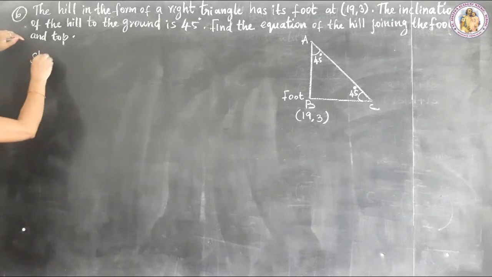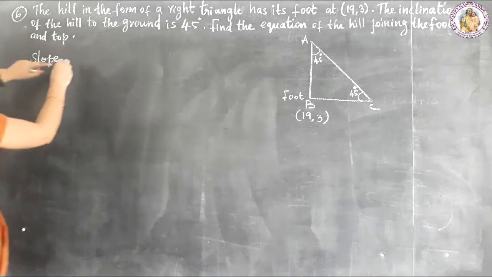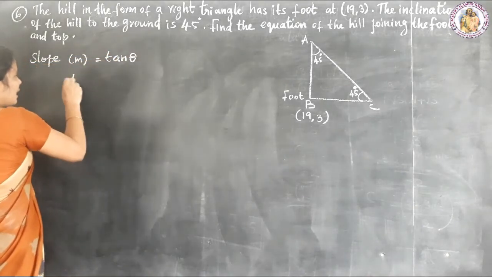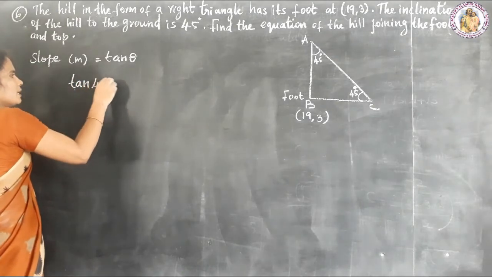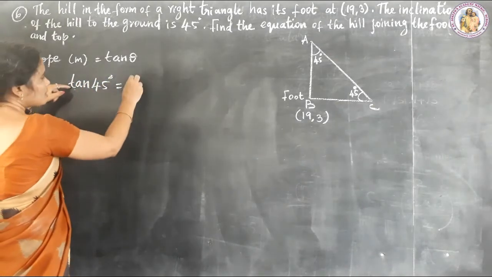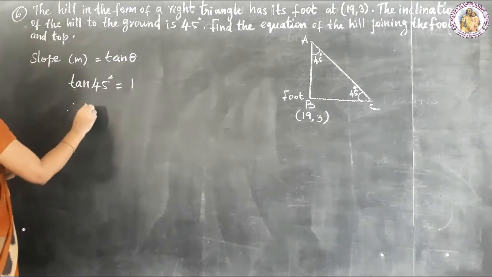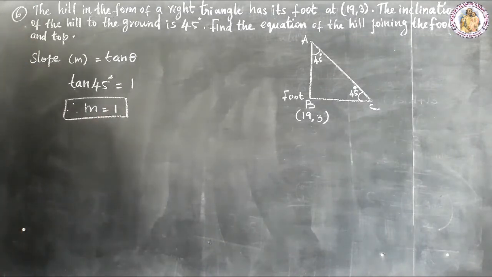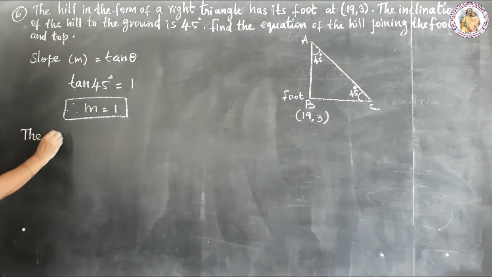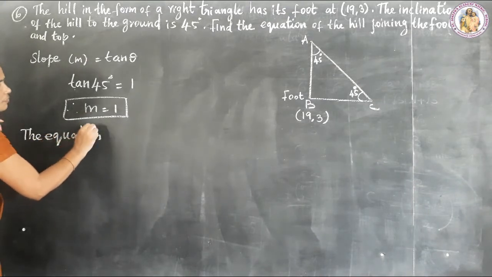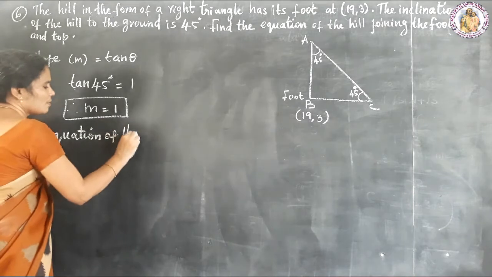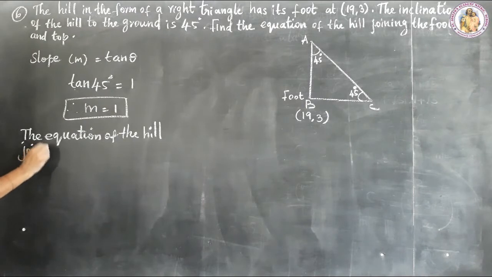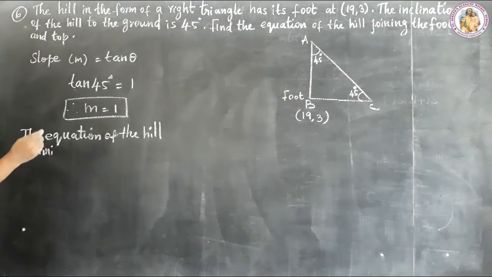So now slope m is equal to tan 45 degrees. Tan 45 degrees is equal to 1. So therefore m is equal to 1. When we are asked to find the equation, I have to consider the formula for the equation of the hill joining the foot and the top.